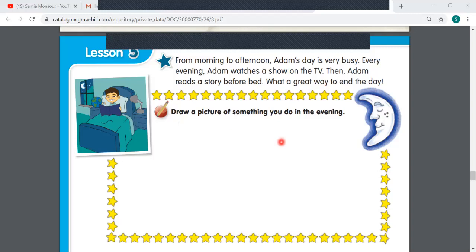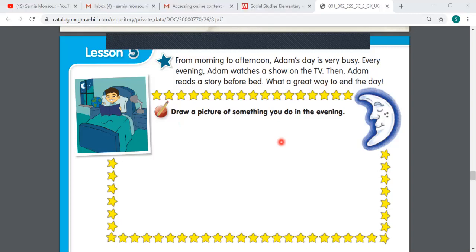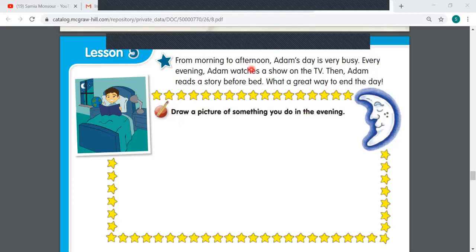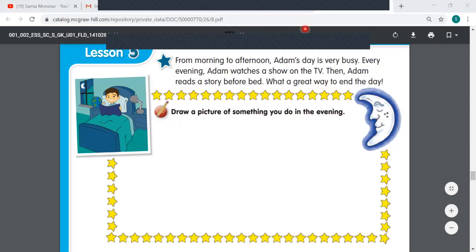So down here, what I want you to do is draw a picture of something that you do in the evening. So remember, the evening is when you're eating dinner and going to bed, so it's around that time. So I want you to draw a picture of something you do in the evening. And make sure you write your name on the top of the paper, okay?